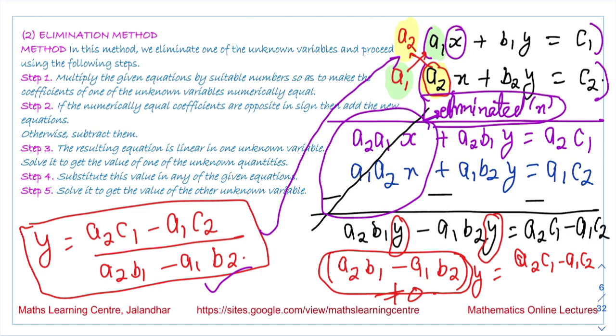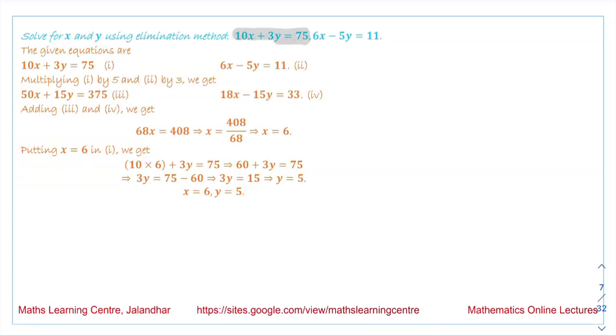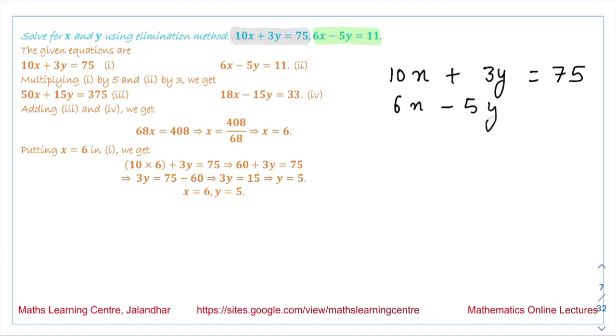Now the next question: we have to solve these two equations, 10x plus 3y is equal to 75 and 6x minus 5y is equal to 11. We have to solve these two equations by using the elimination method. So the first is 10x plus 3y is equal to 75. The second is 6x minus 5y is equal to 11.